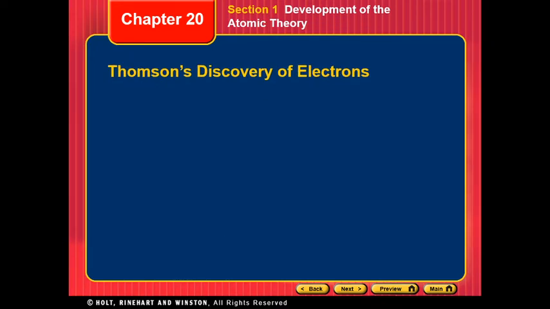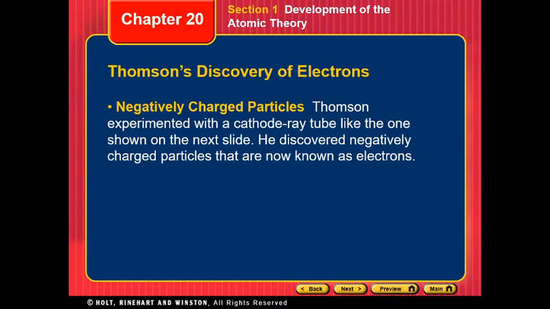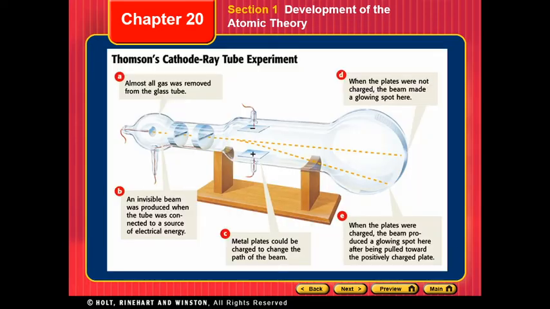There is another scientist named Thomson, and he discovered the electron, which is one particle of an atom. Thomson experimented with a cathode ray tube, like the one shown in the next slide, which I will show you. He discovered negatively charged particles that are now known as electrons. This is a picture of a cathode ray tube.